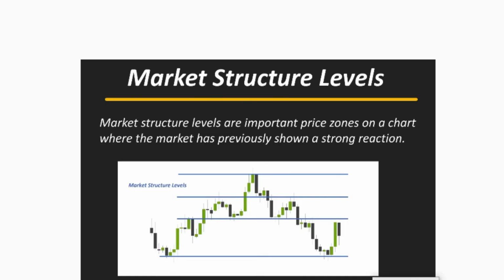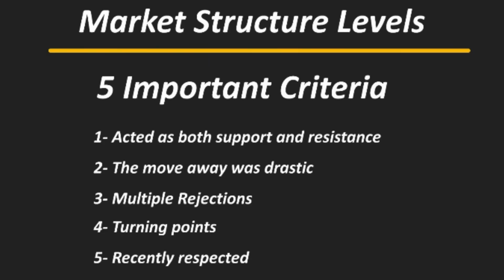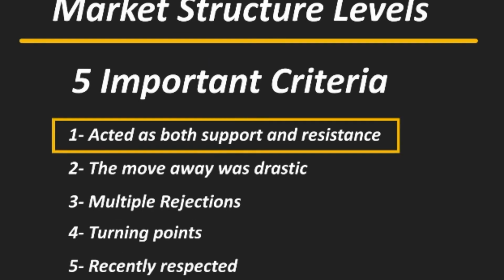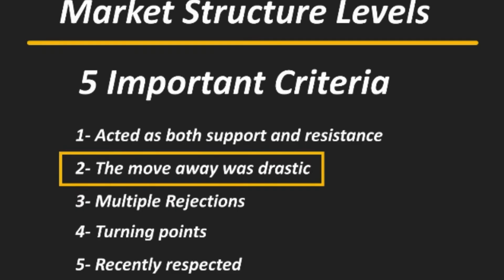They're areas where price has shown significant reactions before. But five factors make a level stronger. Acted as both support and resistance: levels that serve both roles have a higher probability of holding again. Strong move away: if price previously left the area aggressively, it means the level is meaningful.